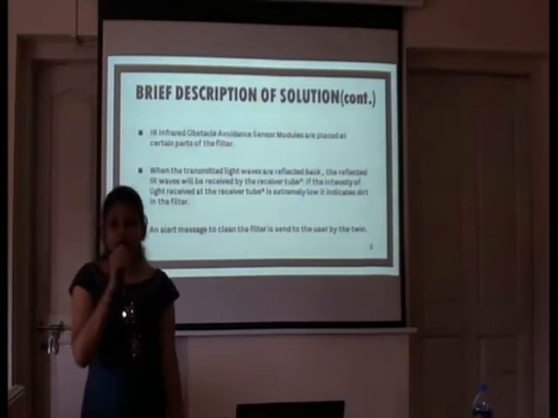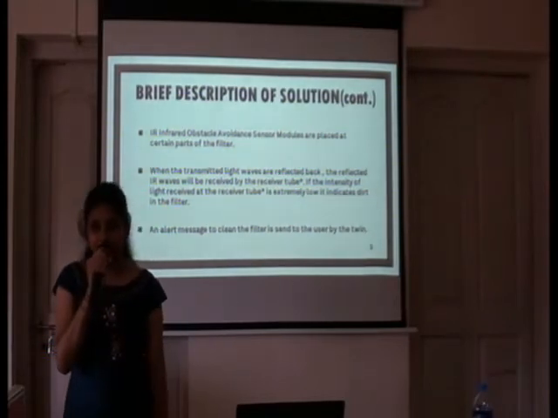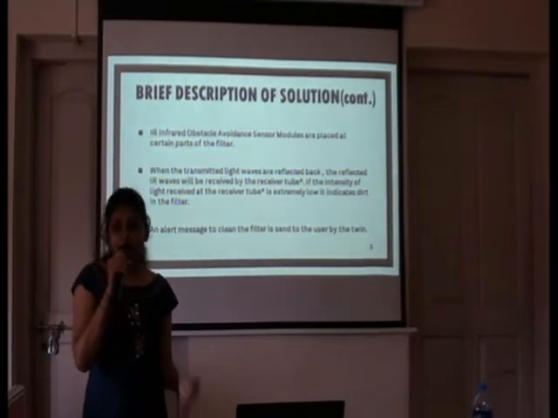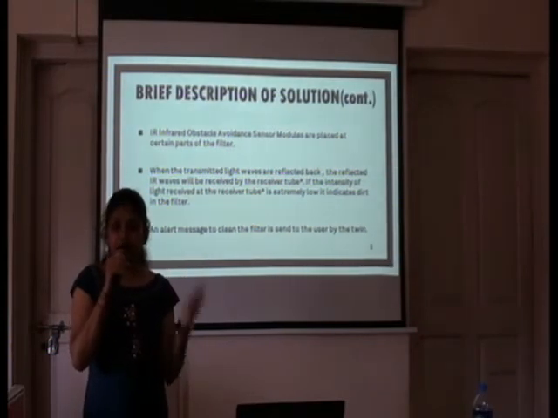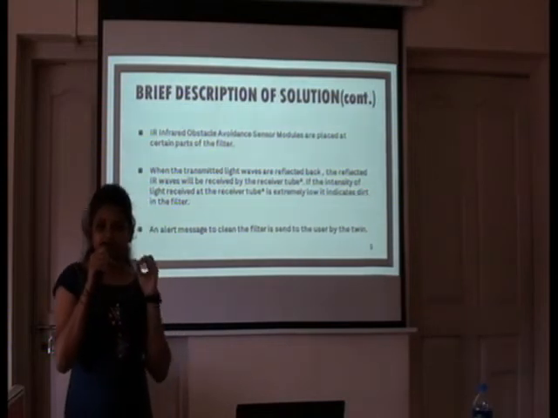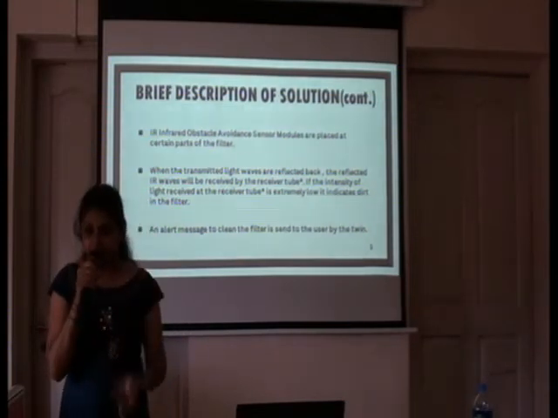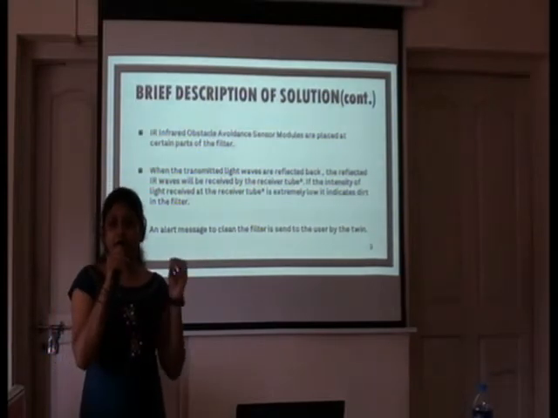Infrared obstacle avoidance sensor modules are placed in certain parts of the filter. When the transmitted light waves are reflected back, the reflected IR waves are received by the receiver tube. If the intensity of the light received by the receiver tube is extremely low, it indicates dirt in the filter. An alert message to clean the filter is sent to the user by the digital twin.